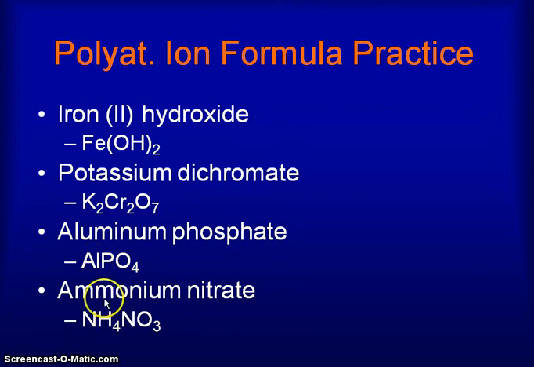And then our last one here is ammonium nitrate. Now ammonium is a polyatomic ion. It's one of the few positive polyatomic ions that there are. So it's NH4 with a 1 plus charge, and nitrate is NO3 with a 1 minus charge. So again, that positive is already balanced with the negative, and you get NH4NO3.